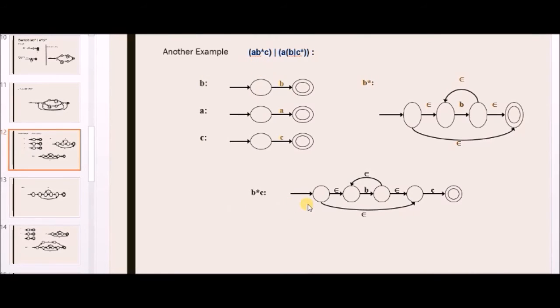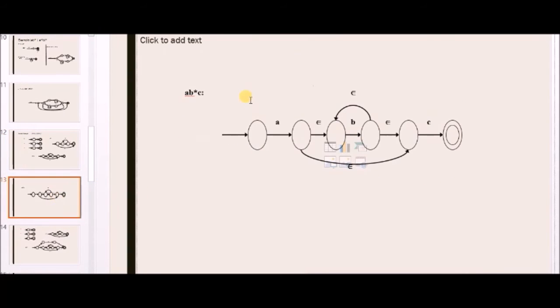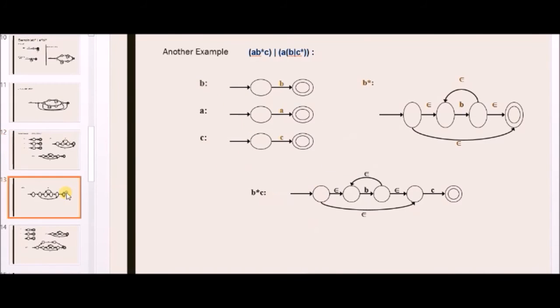For b star c we will have to apply the concatenation rule. Take b and add it to here, and now take c and add it to here, and make this the new final state. Now for a b star c we will have to apply the concatenation rule again. Add a here and now take b star c and add it to here.